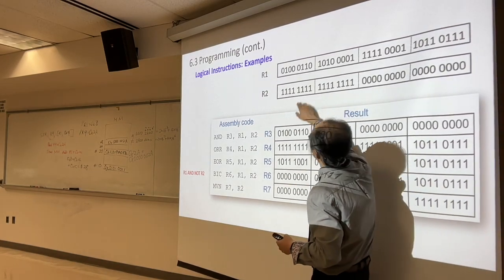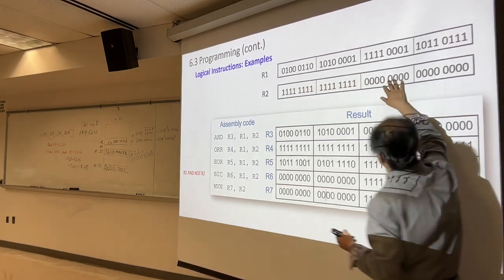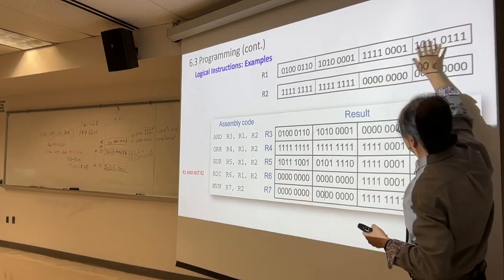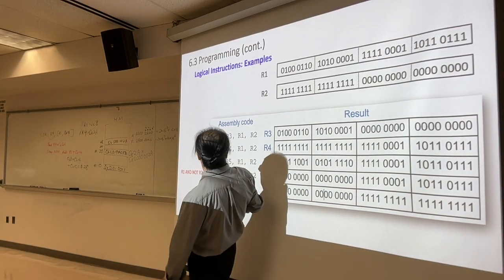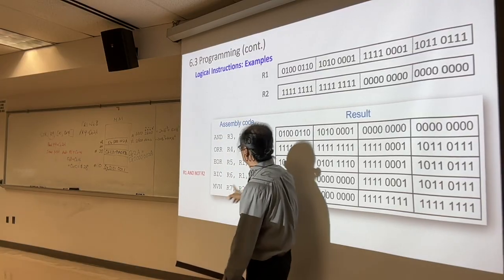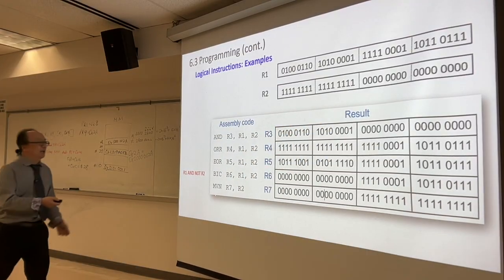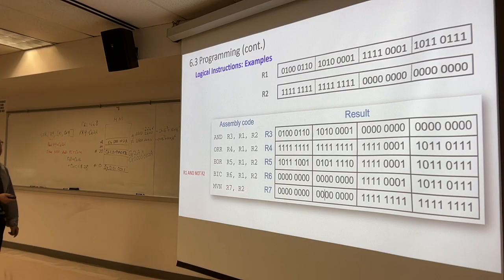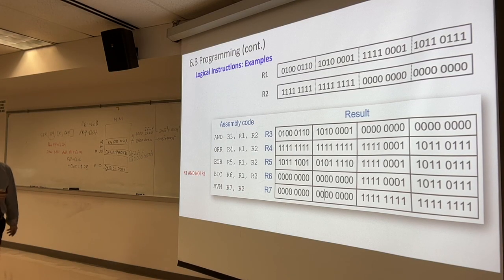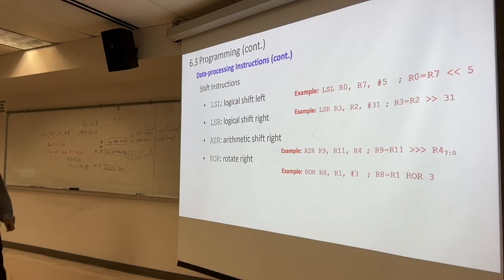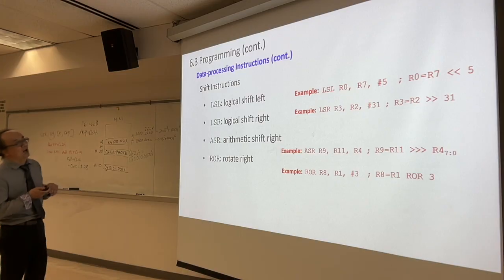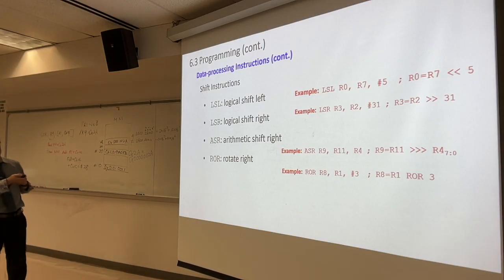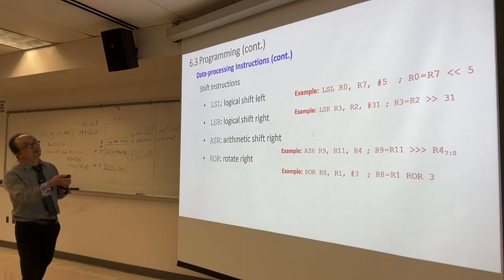Then bit clear. If the bit is 1, we clear it. If the bit is 0, we keep that one. So bit clear is just the first one, R1, AND NOT R2. It's the same effect. And then move NOT: not move R2 to R7, but flip the bits. R2 to R7, flip the bits, 1 to 0, 0 to 1. And we'll need to talk about this, right? Just to give you the idea: logical shift left, logical shift right, and we're going to have some numbers.